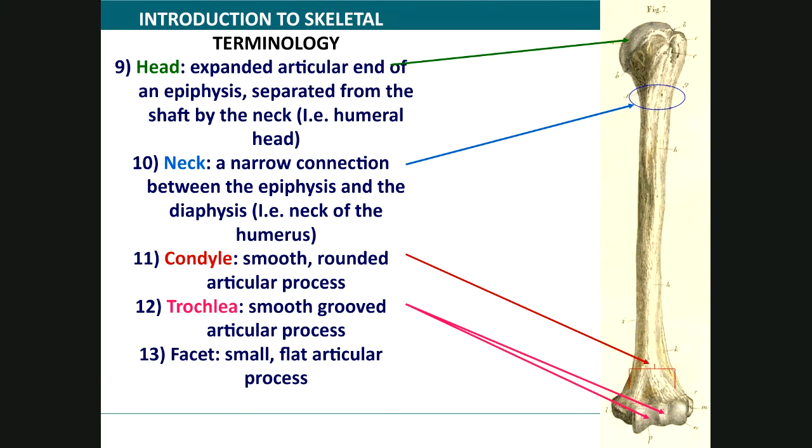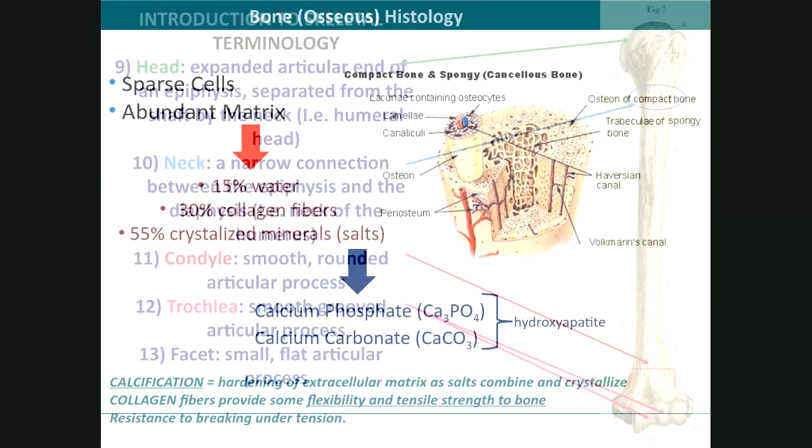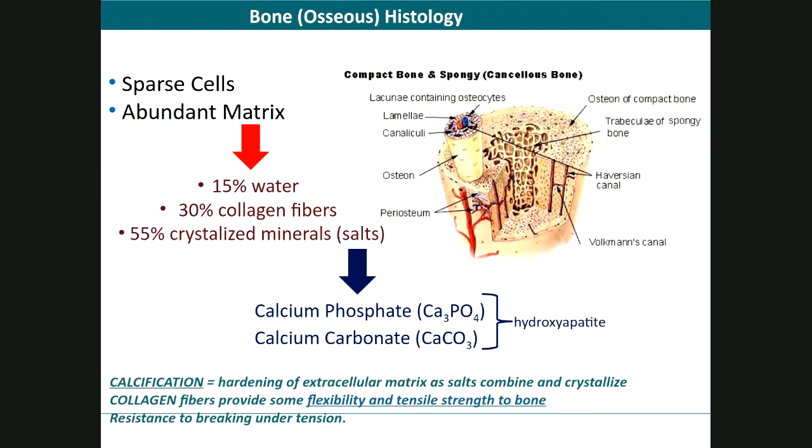When we look at some of the long bones, usually this area that's more proximal, we call it a head. It's an expanded articular end. In this case, it's in the epiphysis, and generally at the base of the head is the neck. A condyle is a smooth articular process. A trochlea is also a grooved articular process. When you see the term facet, it's usually a flatter, smaller articular process. So start memorizing those terms, which will help you when we start memorizing all the bones in the body.